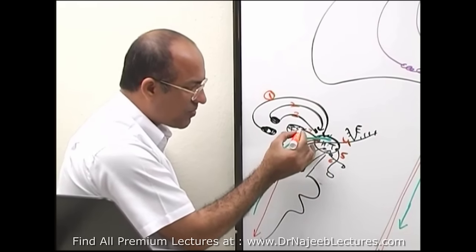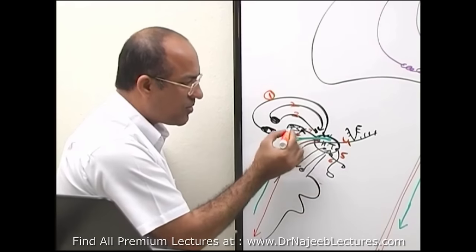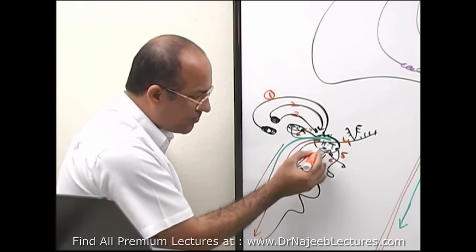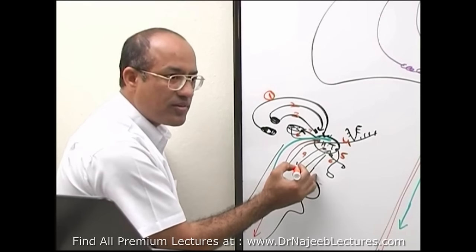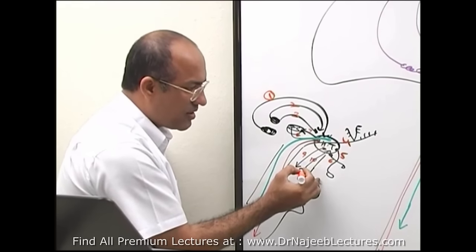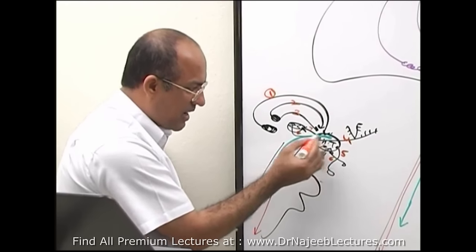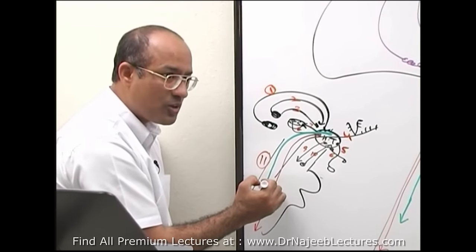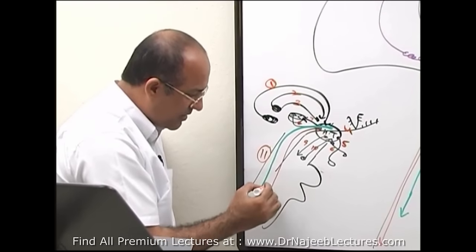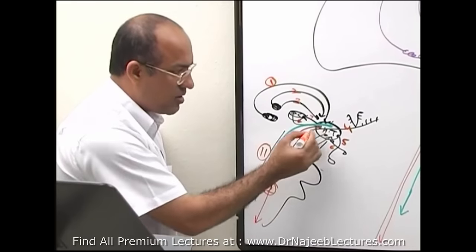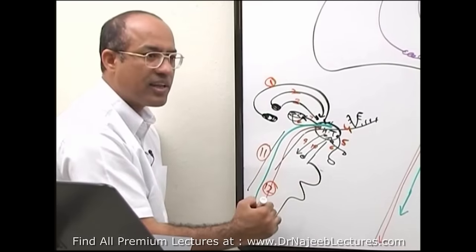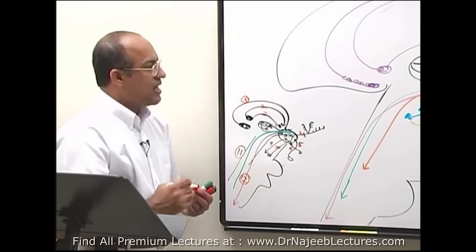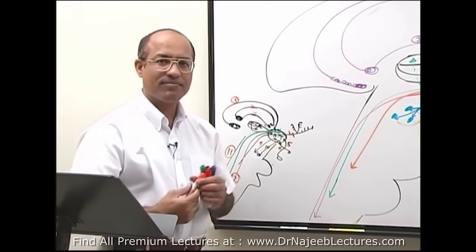7. Mammillothalamic. 8. And 9. And 10th, and 11, dorsal longitudinal fasciculus, and 12th, the hypothalamic spinal pathway. Any question? No. Let's have a break.